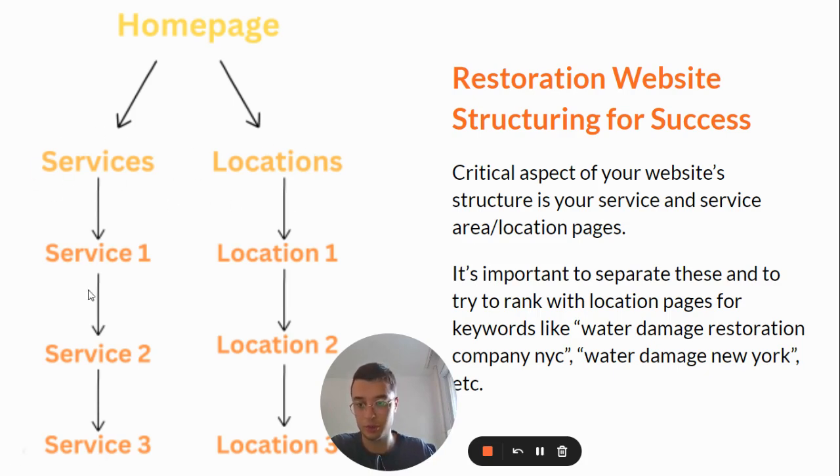So services, you should have service 1, service 2, service 3, clearly separated from each other. Location, same thing. If you service New York, you should have a New York page. If you service Newark, you should have a Newark page. If you service Jersey City, you should have each of these cities clearly separated into their own location pages. So a critical aspect of your website structure is your service and service area or location pages. It's important to separate these and to try to rank with location pages for keywords like water damage restoration New York City, water damage New York, etc. So these are very important aspects you should understand.